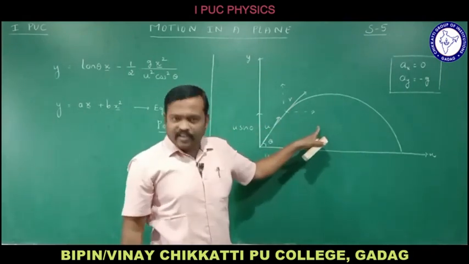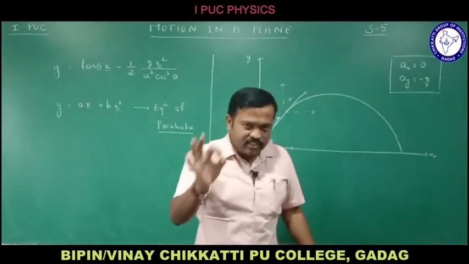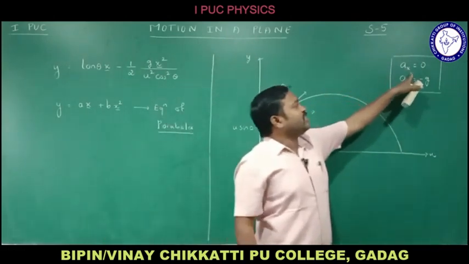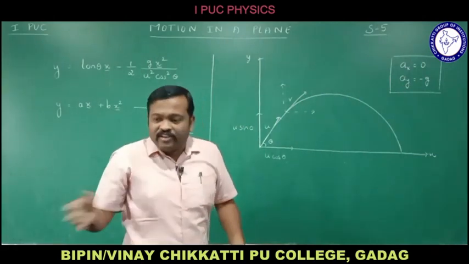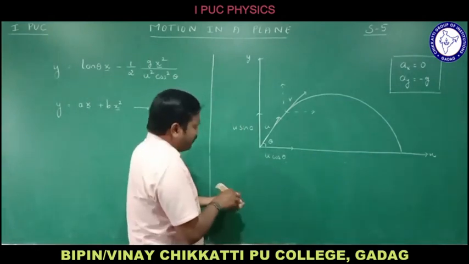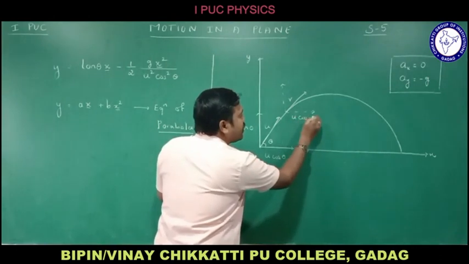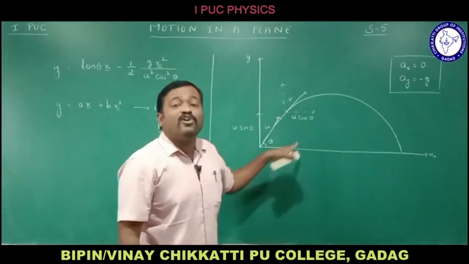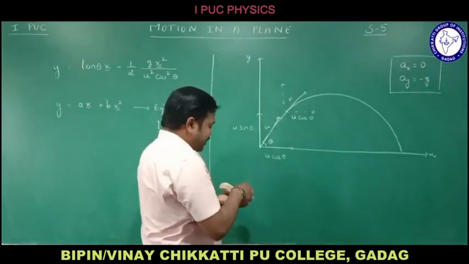The velocity along the x-axis, do remember, as the acceleration along the x-axis is 0, the velocity will not change. Because the acceleration along the x-axis is 0, the velocity will remain the same. The meaning of acceleration being 0 is that we are not accelerating anything. The speed remains the same. So what is the speed here? It is u cos theta along the horizontal. It will not change. Do remember, the horizontal velocity will not change because the acceleration is 0.